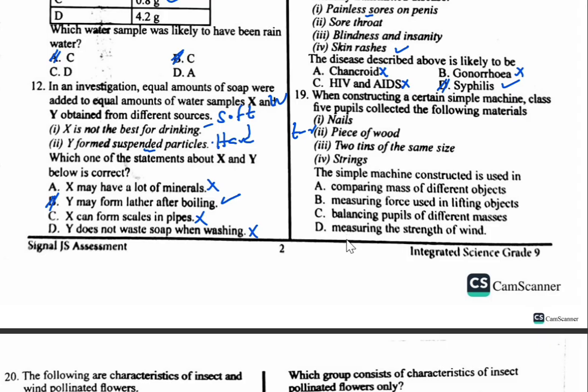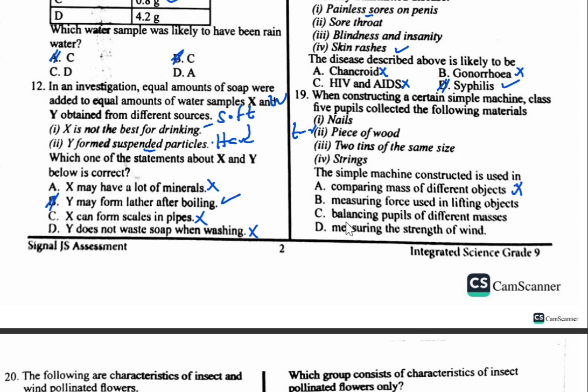So which one do you think is the correct option? From this description, here we have 2 tins of the same size. The students are making a pulley system. Here we have a string, tins, and wood plus nails. They want to make what we call a pulley system, which is a simple machine. And therefore, when you're saying to compare masses for option A, this one is not true. They can use balances, not pulley.